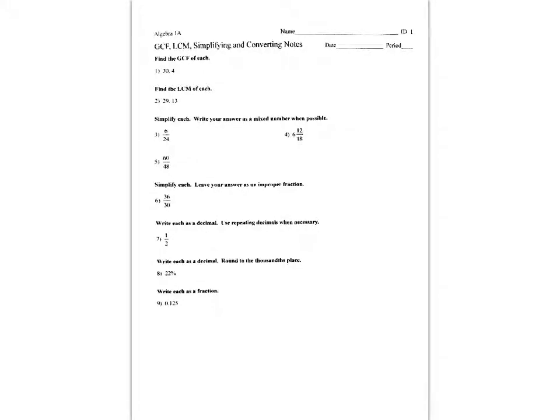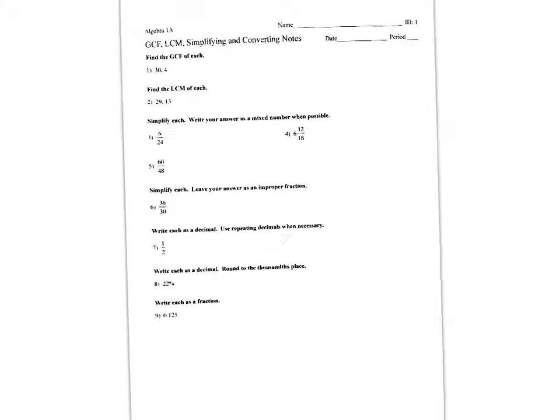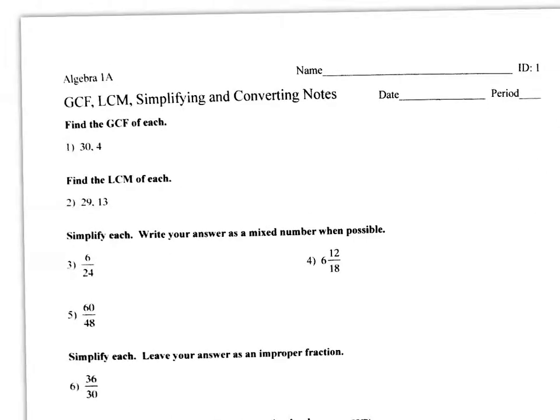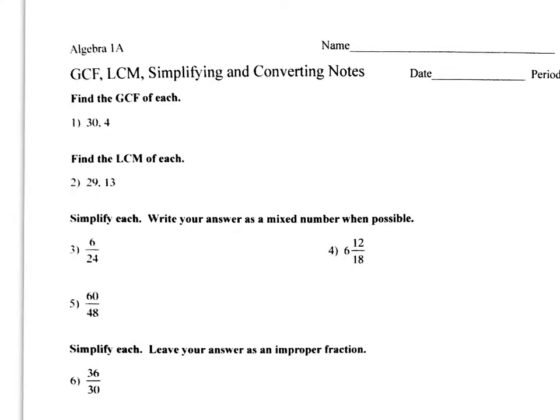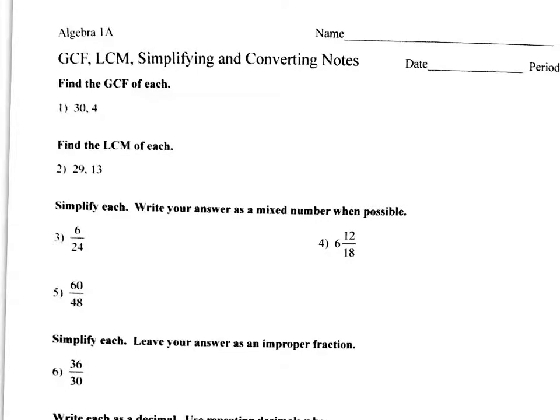All right, greatest common factor, least common multiple, simplifying and converting. So what is GCF, greatest common factor, we just said. When we say greatest common factor, we're talking about the biggest number that will go into both of the two numbers that are given. And I will show you later how to do this on the calculator.